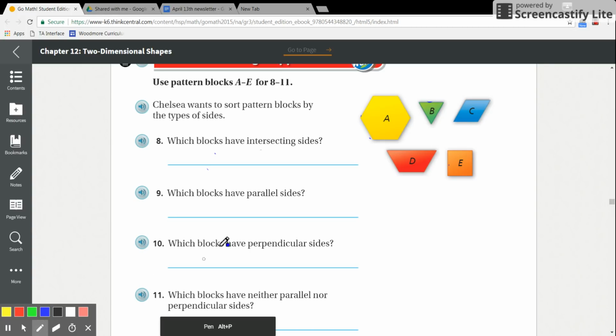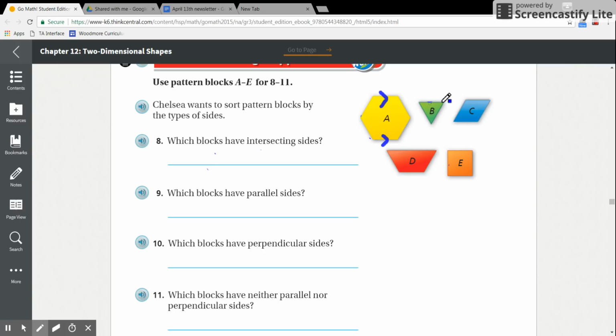So if we're looking at 9, which blocks have parallel sides? Now remember from our previous lessons that parallel means they are never, ever going to touch. And we learned that we have a symbol for these, which is just a little arrow. So let's look at A. A is a hexagon, and I can imagine if the top line keeps going on forever and the bottom line keeps going on forever, they are never going to touch. So A has parallel lines.